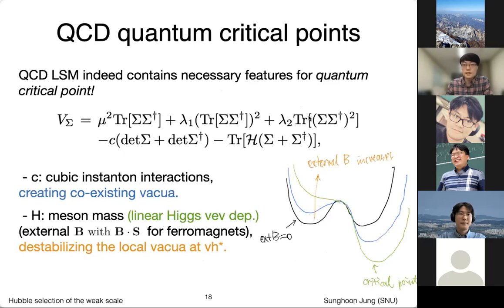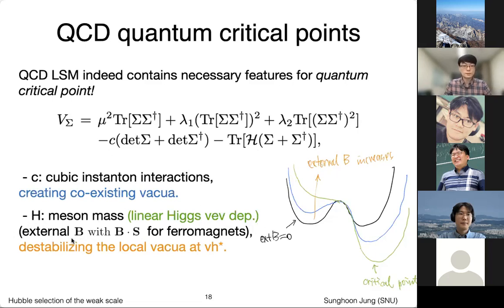So the three terms in the first line are the usual mass terms and quartic potential terms. Okay. But the two terms in the second line can introduce non-trivial phase structure and a critical point. C is the cubic instanton interaction. So the determinant of sigma is the instanton interaction, but we have three flavors, so the determinant term provides a cubic potential of sigma. That provides a relevant bias between the left and right hand vacuum. And also we have a linear term, which is the meson mass contribution. So that has a linear Higgs vev dependence.